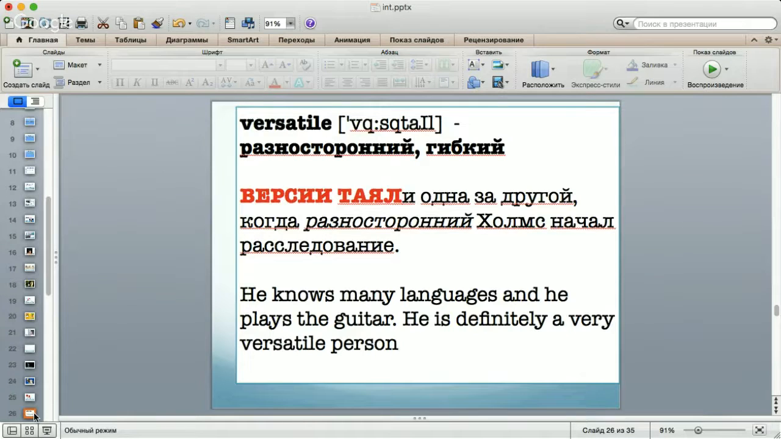Like, can you, I don't know, can you speak 5 languages fluently? Of course I can. That's not a great deal for me. Can you play the guitar? Why not? Can you dance ballet? Of course I can. Okay. So such a person can be called versatile. And of course, you've got a great advantage if you're one of these versatile guys. So, example, he knows many languages and he plays the guitar. He's definitely a very versatile person.